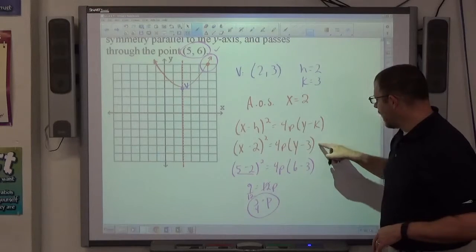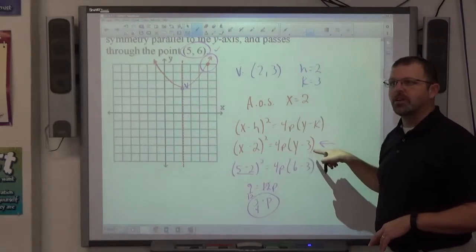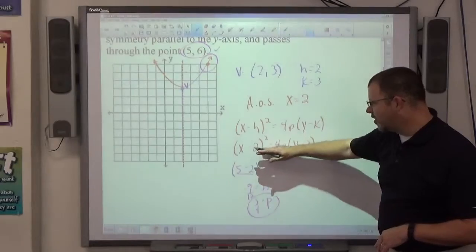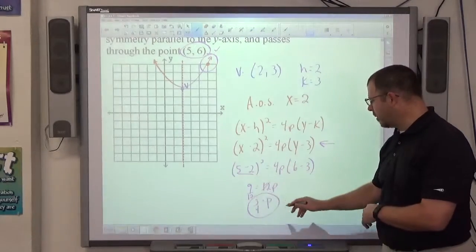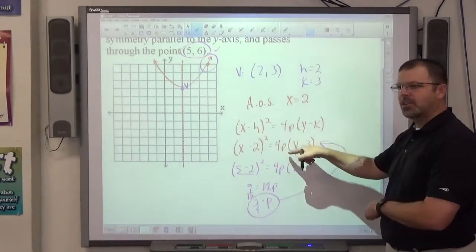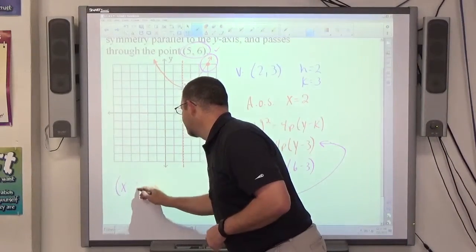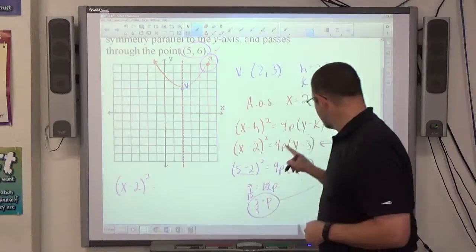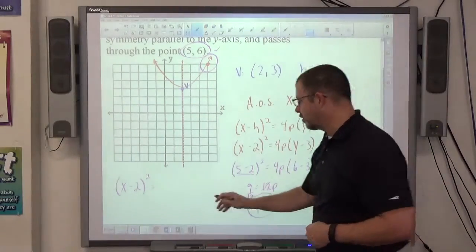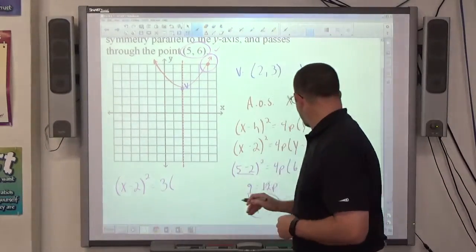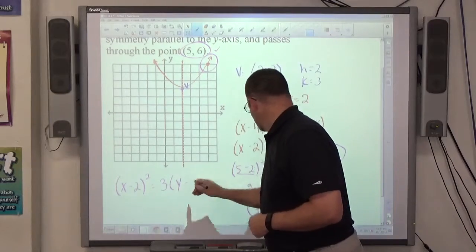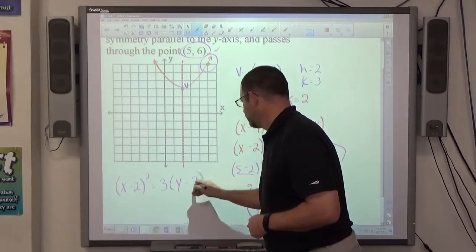So again, here's my answer. All answers have x's and y's in them, right? I changed x and y to specific numbers to find p, but once I know what p is, I go back to that structure and then write the answer with that. So we need x minus 2 squared equals 4 times 3/4, better known as 3, times y minus 3.